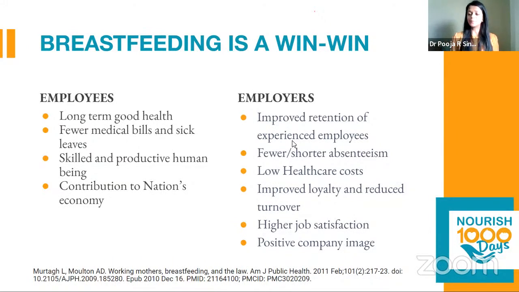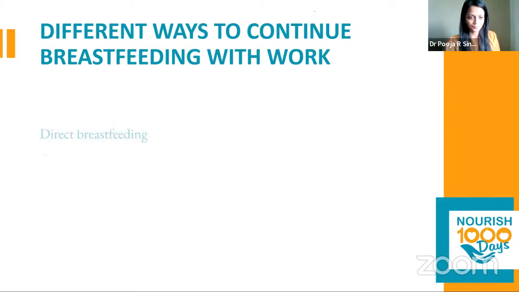Lower healthcare cost, especially if the employers have to provide health insurance and other such benefits, then it is a lower cost for the employer in the long run. Improve loyalty and reduce turnover because you are showing the integrity or support for your employee. Higher job satisfaction and positive company image. So these are the benefits the employers have, and so together continuing to encourage breastfeeding and support breastfeeding is a win-win situation for both.